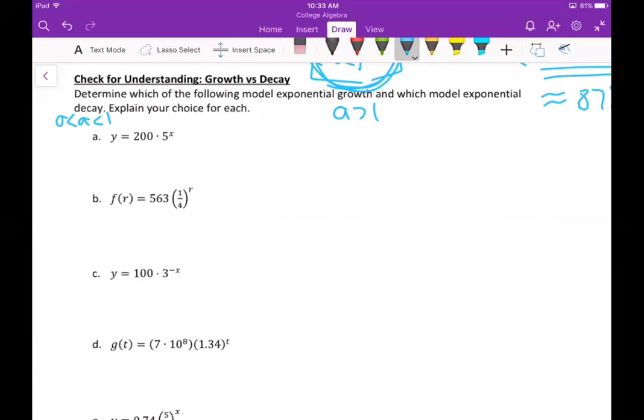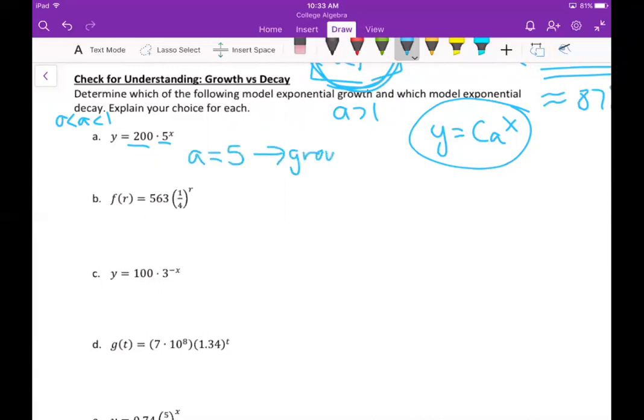So here we see, okay, if we have y equals c times a to the x, that's the function we're comparing to, right? That's when we see a being greater than 1 is growth and a being between 0 and 1 is decay. So here we have that c is 200, we have that x just like in our equation, and a is 5. So because a equals 5 here, we have growth.